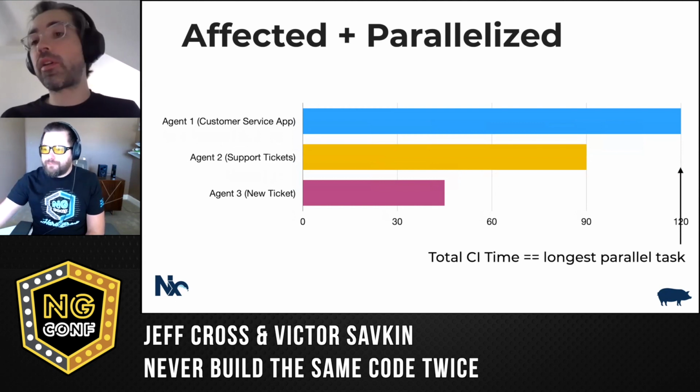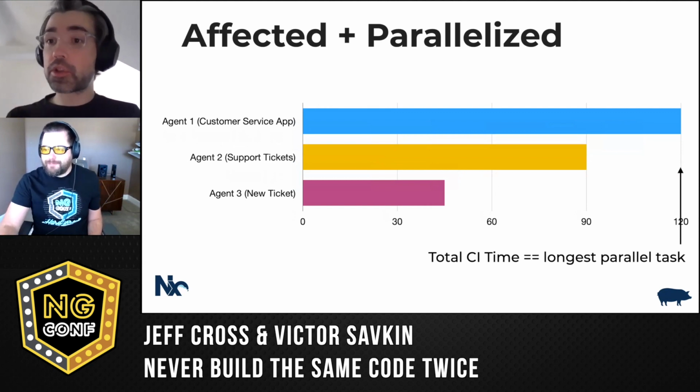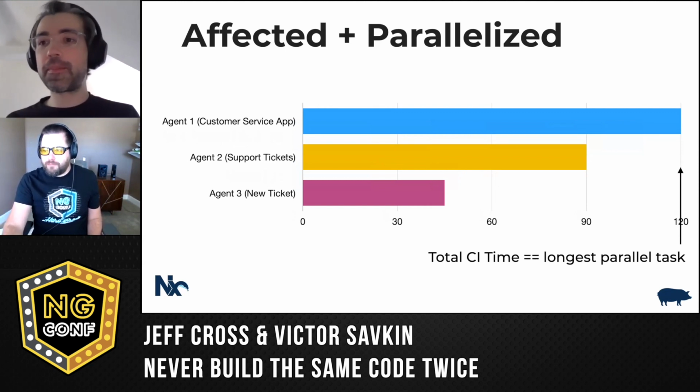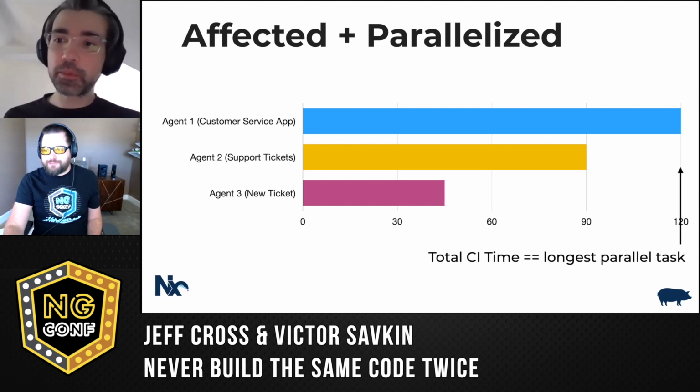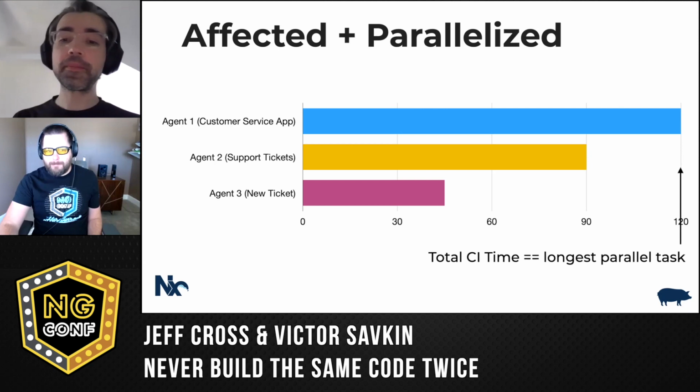The other part is parallelization, right? Nx allows you to parallelize stuff very easily on the same machine, on the same node. That works very easily. Just pass a flag, run everything in parallel. It also allows you to build in a distributed fashion on many nodes, which I will talk about in a second. But anyway, so parallelization. Next slide.